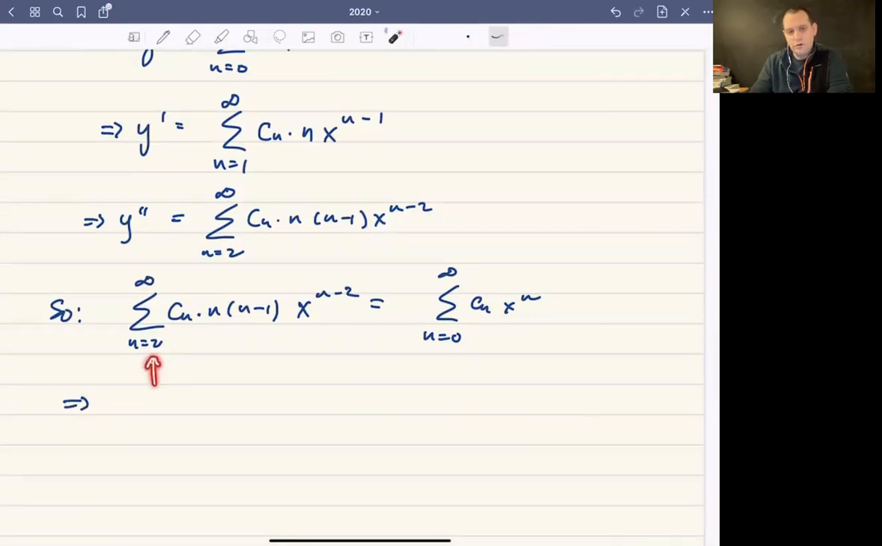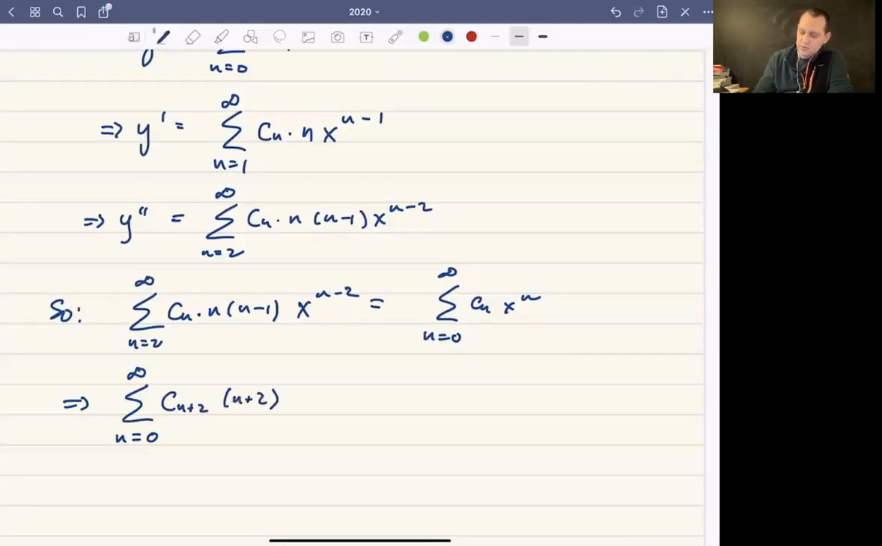So I want to lower the starting value of our sum, which means that I'm going to change all my n's to n plus 2's. Okay, so we have to add 2 to each of these n values. So this is going to be the sum starting at 0, c sub n plus 2 times n plus 2. If we take n minus 1 and add 2 to it, we'll get n plus 1. And then x to the n minus 2 will be x to the n.